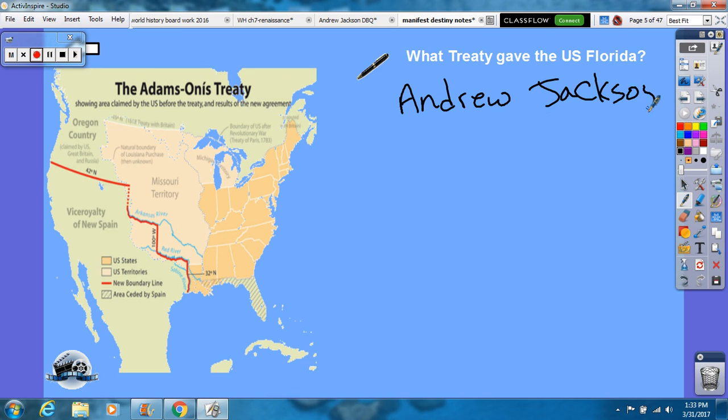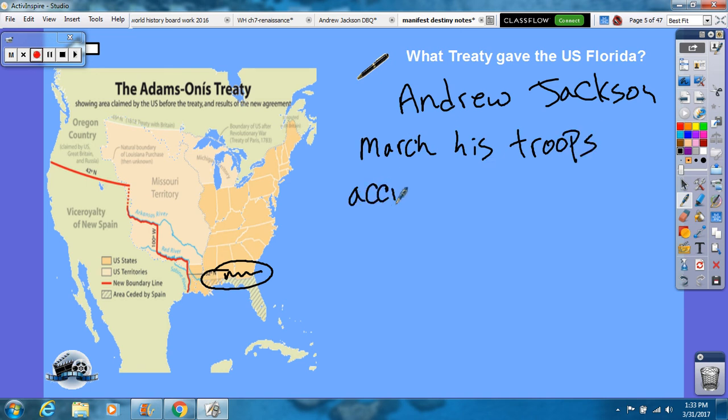Andrew Jackson, without authorization, will march his troops, because there were Indians that were basically being paid and given weapons by the Spanish, terrorizing American settlers along this border here, okay? And so what happens is Jackson is going to march his troops across the border, and basically single-handedly take Florida.